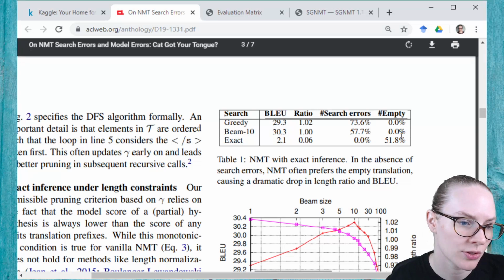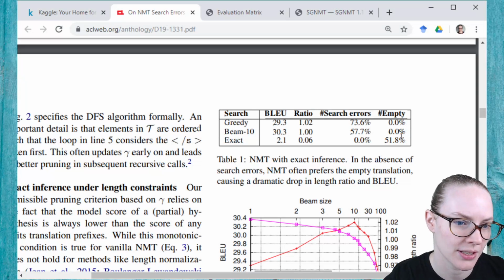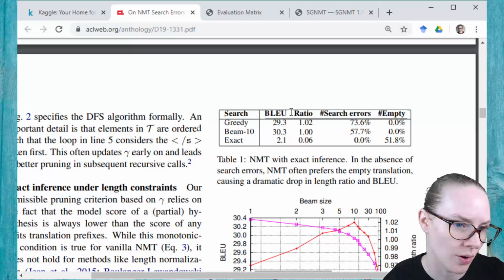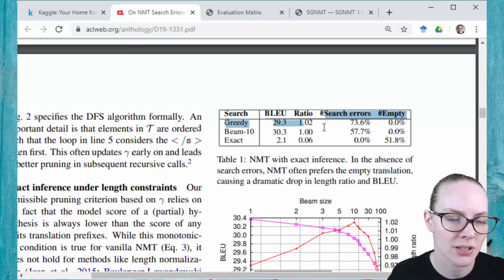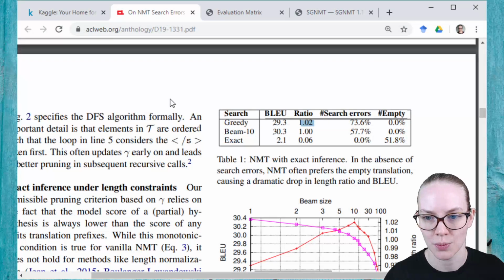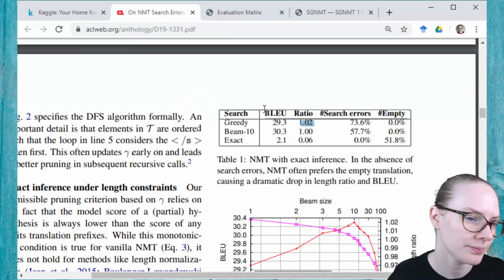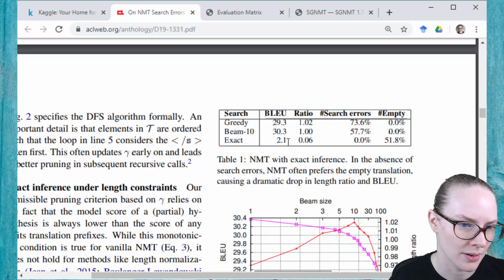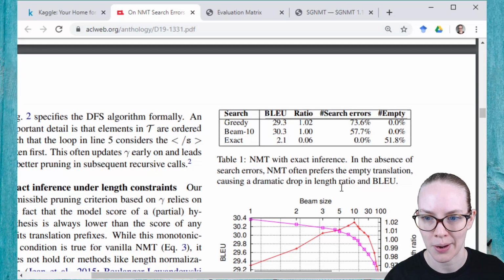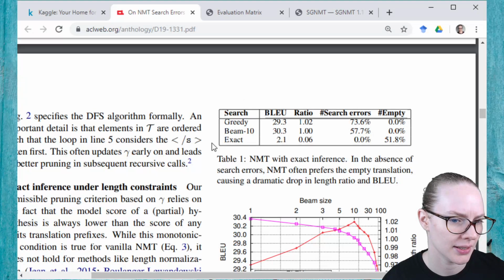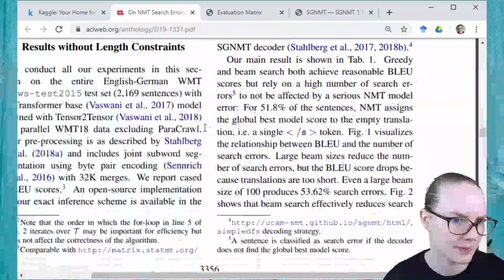So in the absence of search errors, NMT often prefers the empty translation, causing a dramatic drop in length ratio and BLEU. And I believe this is the ratio of the input sentence to the output sentence, which in very closely genetically related languages should be more or less 1-to-1. And then for BLEU, higher is better. I actually have a whole blog post about BLEU, but it is a metric.